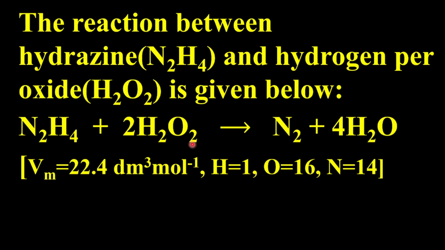Sometimes you will not be given the complete equation, so you just have to write your own balanced equation. So we have Vm equal to 22.4, H is 1, O equals 16, N equals 14. We'll depend on this to solve whatever the question will ask us to do. Please write this equation down: N2H4 plus 2 moles of hydrogen peroxide producing N2 plus 4H2O. This is what we are going to use.